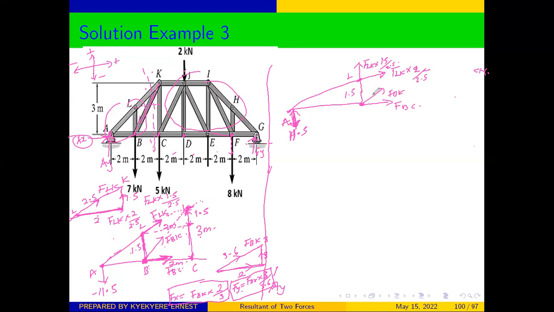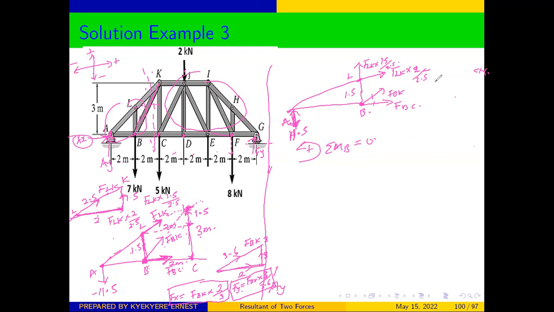Taking moment at B, this force will go to 0, this force will go to 0. Therefore, we can say that the sum of moment at B is equal to 0. Anti-clockwise is positive. From there, we are going to get our result as 11.5.